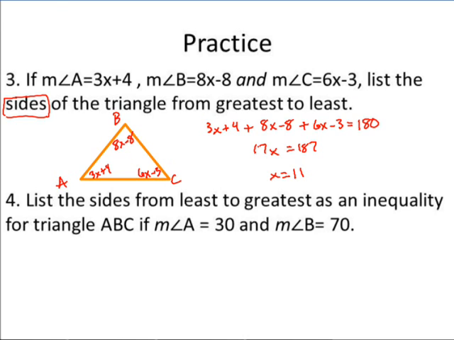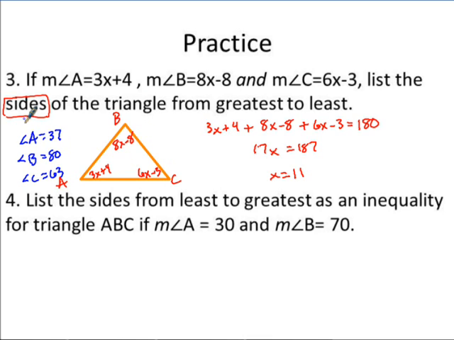So then I'm going to plug x back in. Okay, I'm going to plug x in for each of these angles. So this is 33 plus 4. So angle A is 37. Angle B is 80. And angle C is 63.